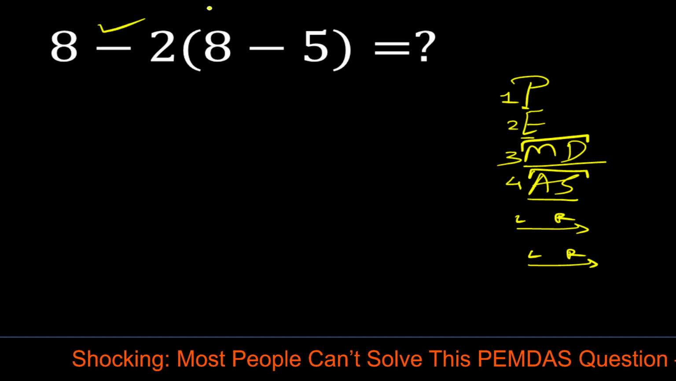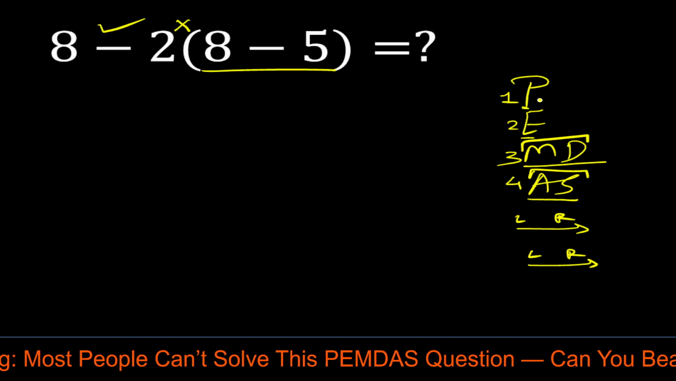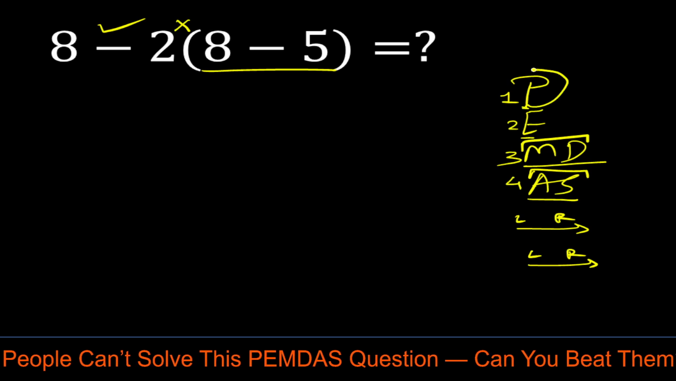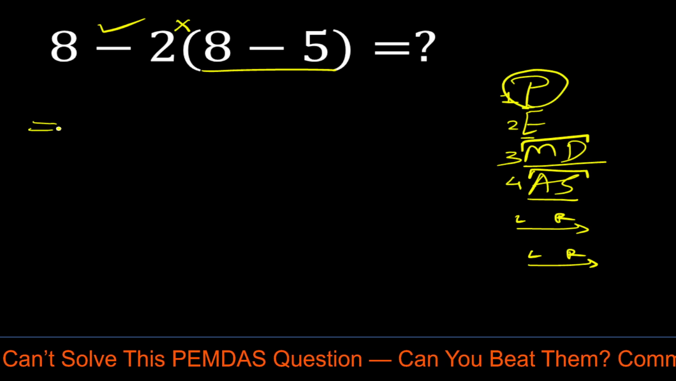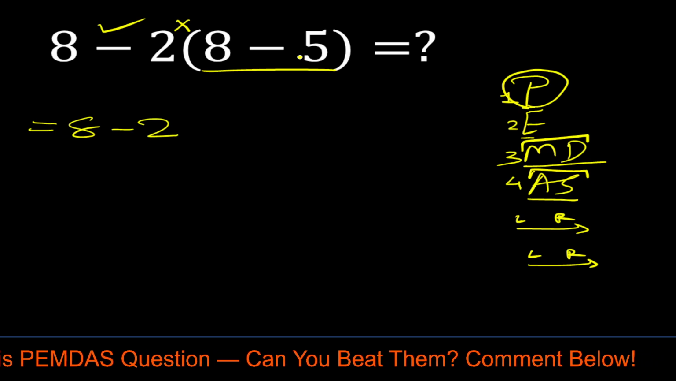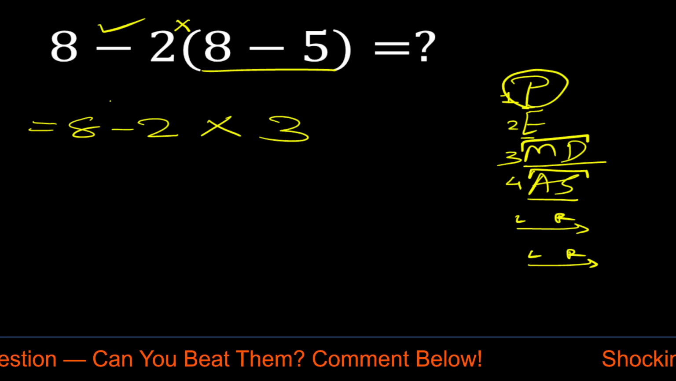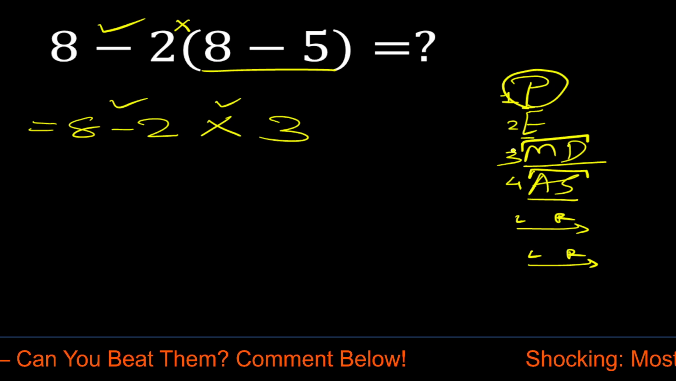So in this question, here we have subtraction, here multiplication, and here parenthesis, right? So according to the PEMDAS rule, first we have to solve parenthesis. So now 8 minus 2. Now solve this parenthesis first. 8 minus 5 is equal to 3. So times 3, right?